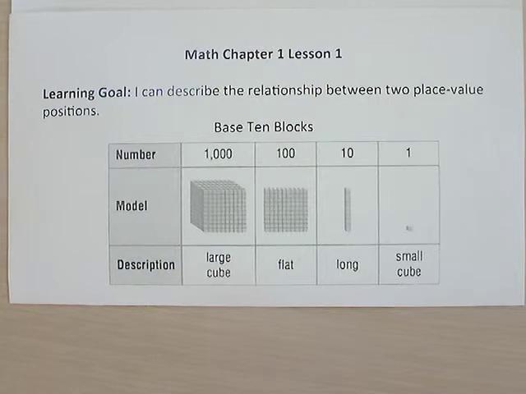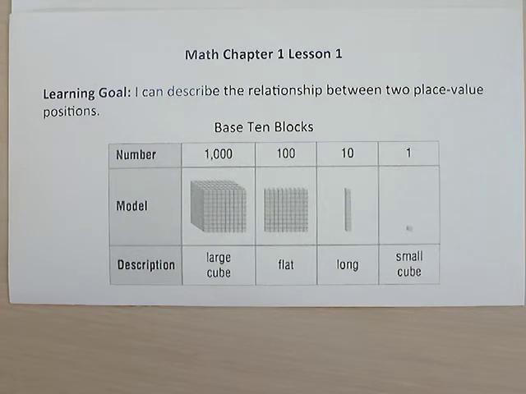This is Chapter 1, Lesson 1. And our learning goal for today in math is: I can describe the relationship between two place value positions. So what you're going to need for this lesson is the notes that I have posted below. You're going to have to find the math Chapter 1, Lesson 1 notes.